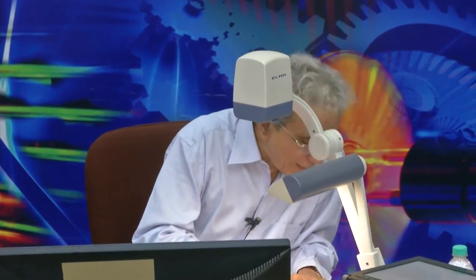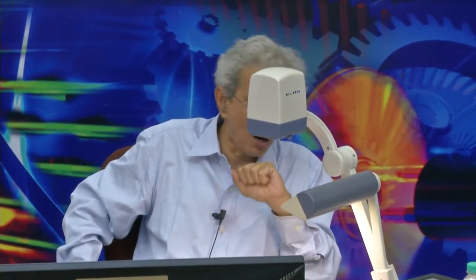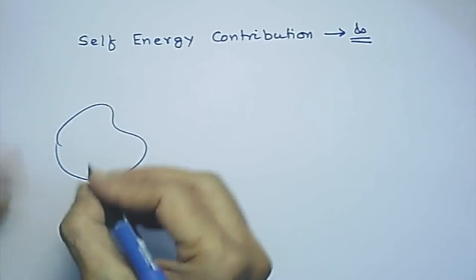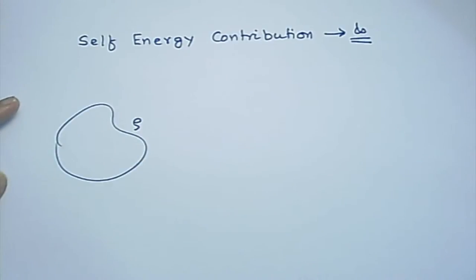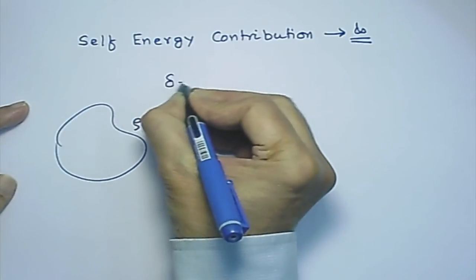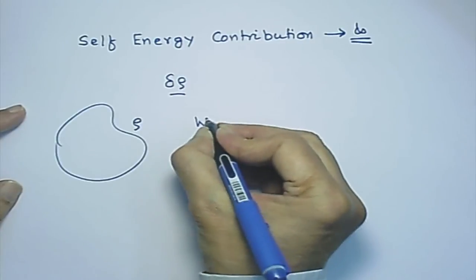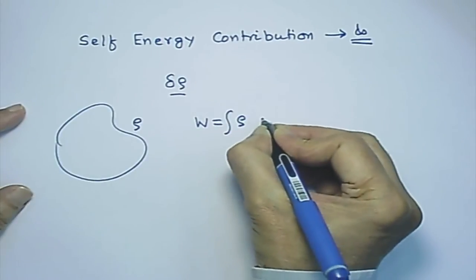Now the minor point of addition is this: what happens if I have a dielectric? What happens is that we not only need to worry about the real charges, I also have to establish the polarization state. Supposing I have established already a situation where there is a charge density rho, and suppose I am bringing more true charges and I want to increase this charge density by delta rho. My initial energy, as we have seen, is given by integral rho phi d cube x.